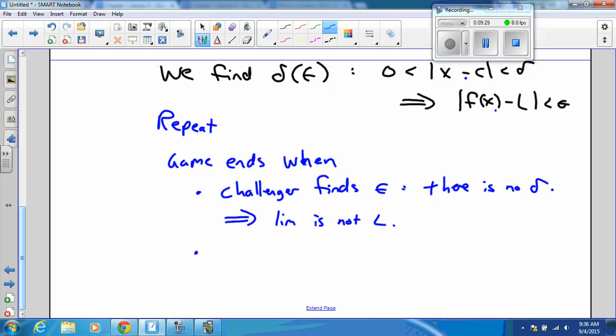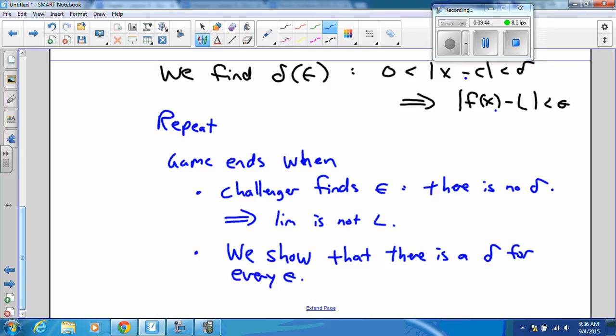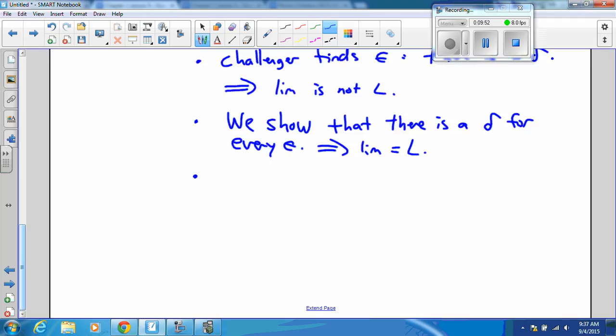Or we manage to find a way to show that there will always be a delta for every epsilon. In other words, we manage to generalize, and in that case, we win. And we get to say that the limit is equal to L.